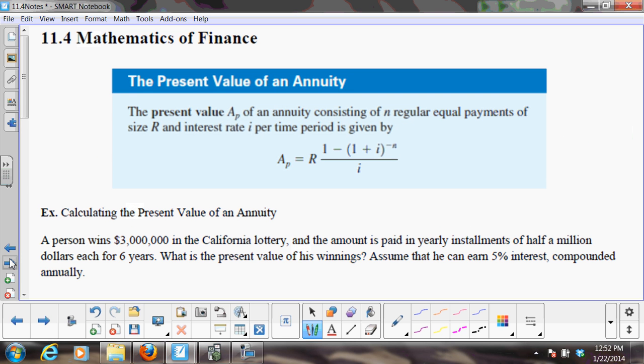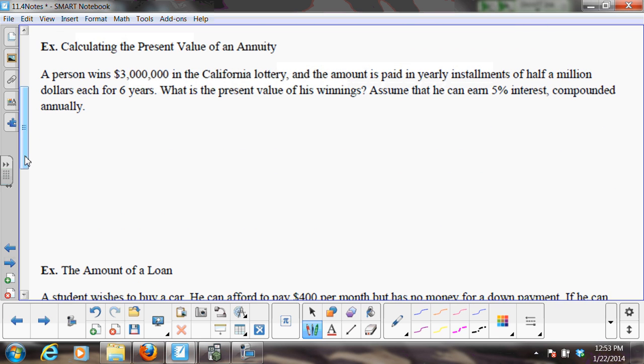The present value of an annuity is a little different. They tell you right here in the question they want the present value of his winnings, so we know to use this formula. All the values are the same, though. There's an I, an R, and an N. So a person wins $3 million in the California lottery. It is paid in yearly installments of $500,000 for each of 6 years. So that's our R, the $500,000 a year. Our I is 5% compounded annually, so we don't have to divide it by anything. It's at 5%. And they want to know for 6 years, so our N is 6.